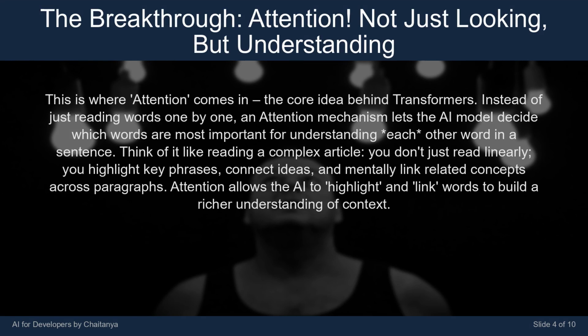Instead of just reading words one by one, an attention mechanism lets the AI model decide which words are most important for understanding each other word in a sentence. Think of it like reading a complex article. You don't just read linearly. You highlight key phrases, connect ideas, and mentally link related concepts across paragraphs. Attention allows the AI to highlight and link words to build a richer understanding of context.